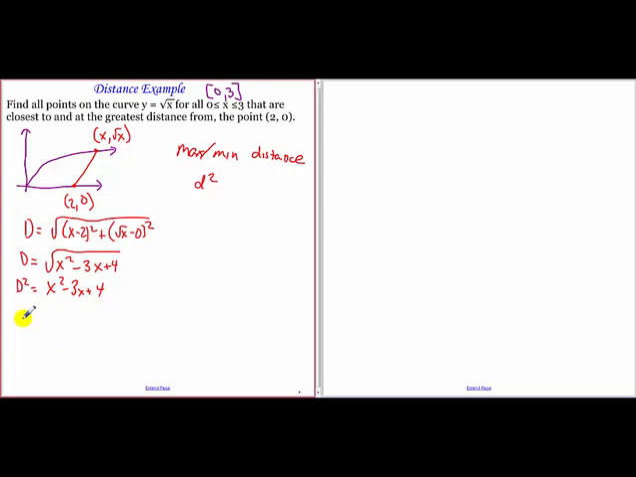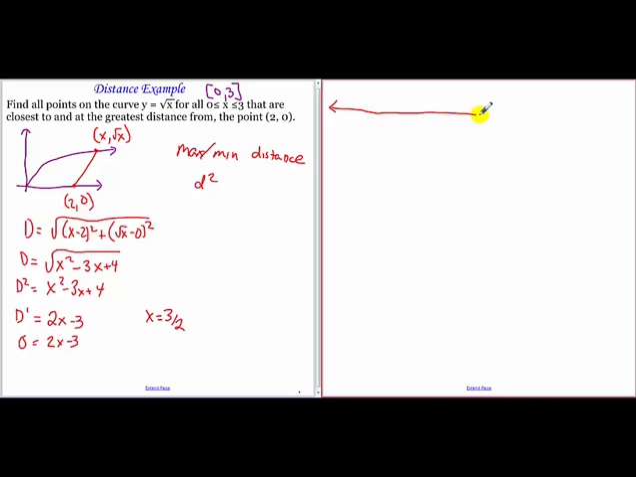So I'm going to look at what the derivative of that inside piece is, and that's 2x minus 3. I set that derivative equal to 0. And I solve for x equals 3/2. So that's my critical point. So again, let's use our first derivative test. And let's look at essentially what the distance squared is from 0 to 3/2 to 3.